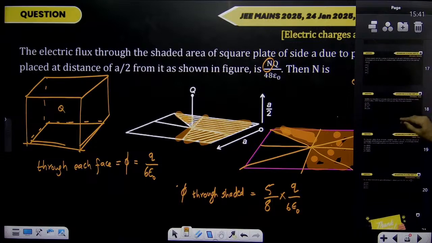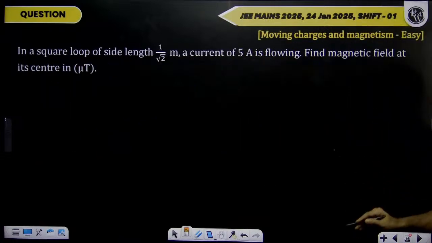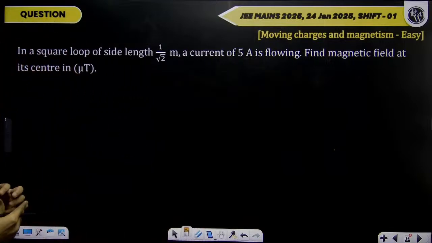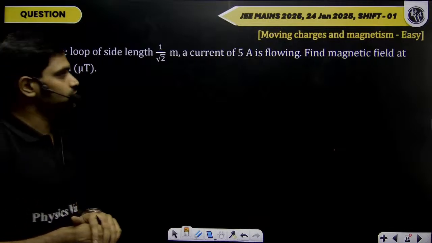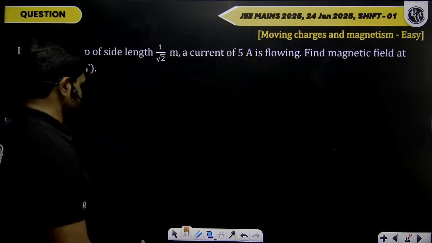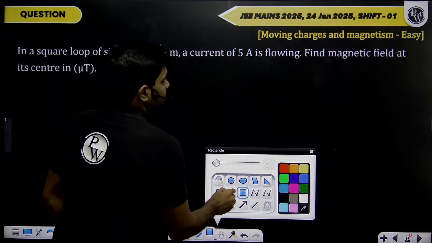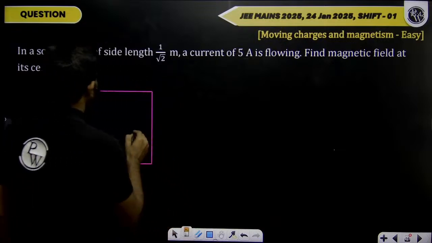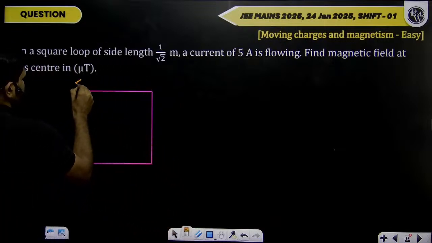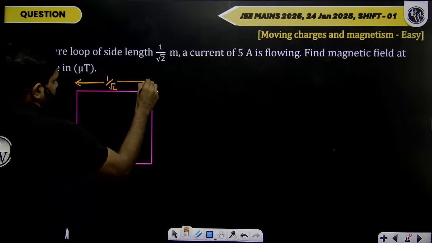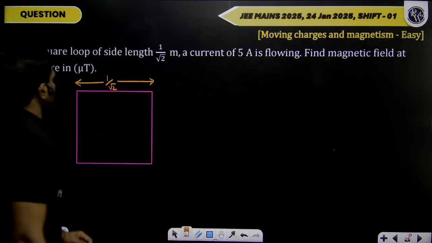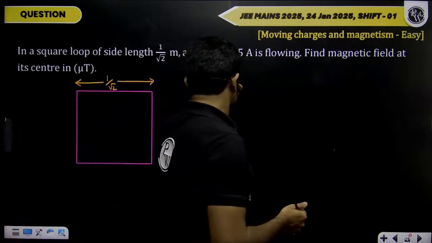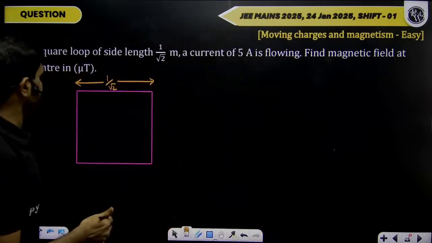So let us move to the next question. In a square loop of side length 1/√2 meter, a current of 5 ampere is flowing. Find the magnetic field at the center. This is kind of an easy question because it is direct formula based. So square loop of side 1/√2 meter, it is having current of 5 ampere flowing. Magnetic field at center.